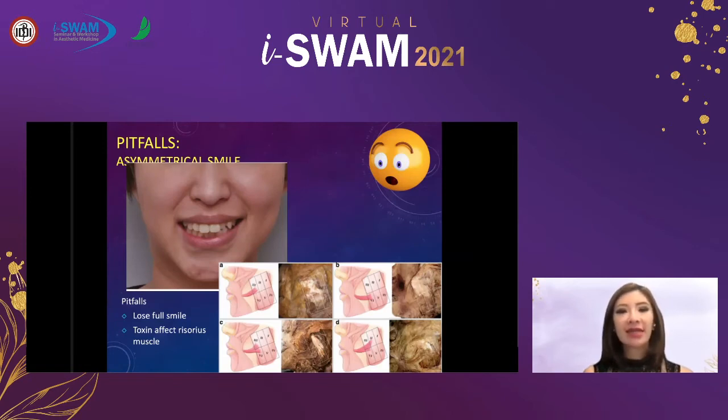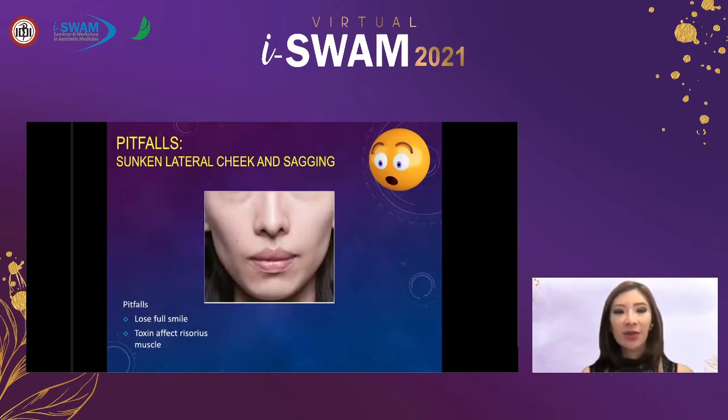And the second is asymmetrical smile. What happened? This happened when we hit the risorius muscle, so the patient cannot smile evenly. Another pitfall is sunken lateral cheek and skin sagging. So this is what we have to tell the patients.